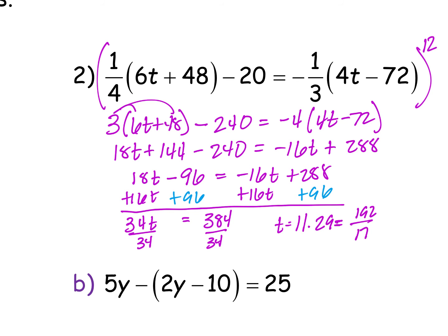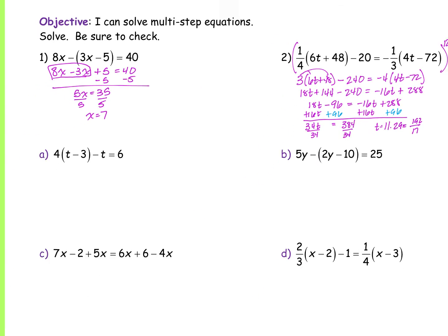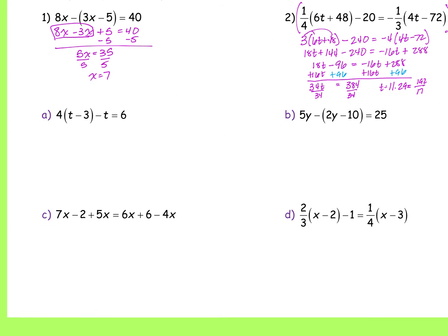That was ugly. That's the ugliest problem on here, so you don't have any like this to do in your next 4 problems. You have a similar one, but not as big of numbers. Okay, so we've got 4 problems for you to do: A, B, C, D.